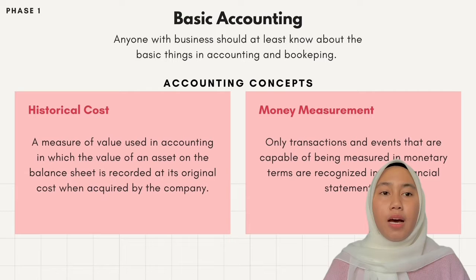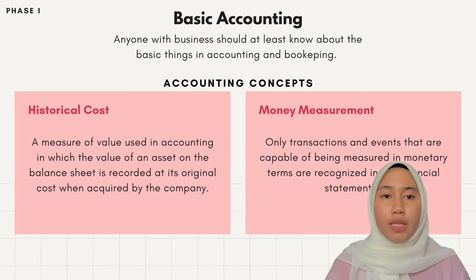For example, Ahmad has to record the land he purchased 3 years ago at 300,000 in his accounting record, at the same value in the current year. This means that even if the replacement cost has increased, a certain item for sale will be recorded as Ahmad's inventory at its original cost. The second one is the money measurement concept.